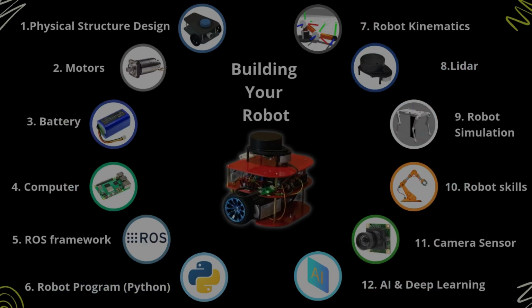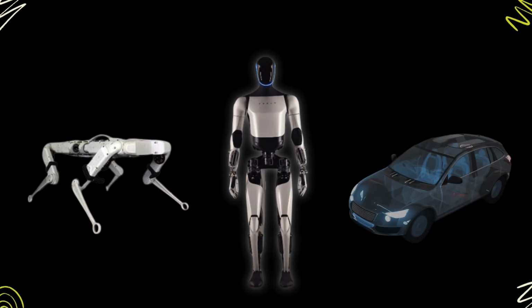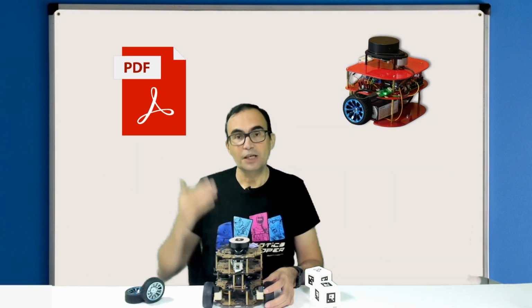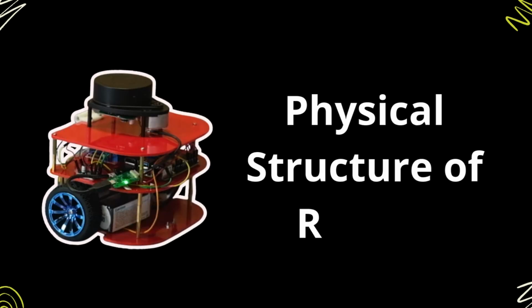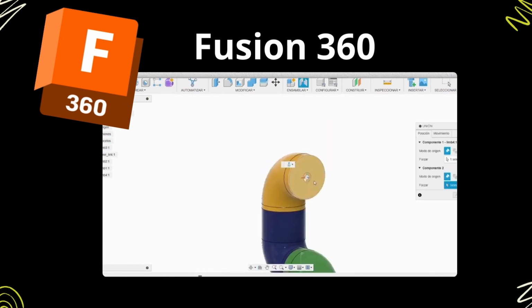We are going to apply all those steps to our wheeled robot. The same steps can be applied to any other type of robot, including quadrupeds, humanoids, or autonomous cars, for example. I have prepared a PDF that includes all the steps that you can download and get a clear view of all of them. In the next video, we will start by designing the physical structure of the robot using a design program called Fusion 360.